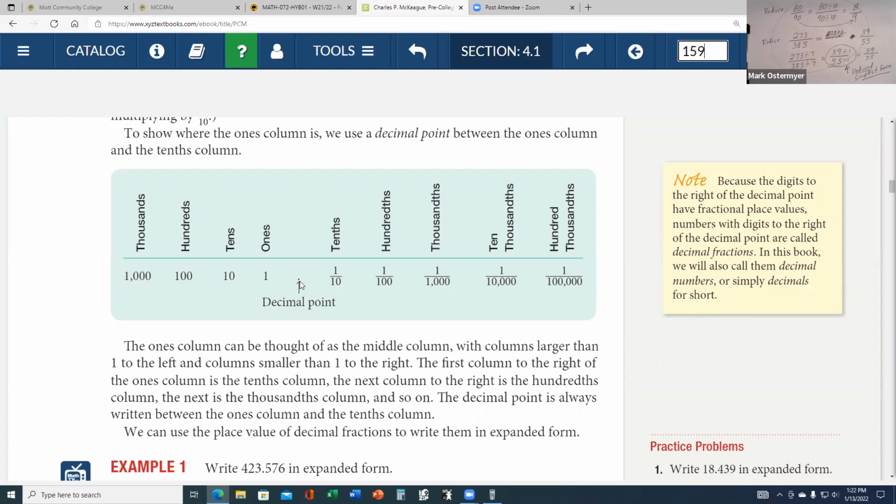Now, if we go one place to the left of the decimal point, we go to the ones place. 2 places to the left of the decimal point is the tens place. 3 places to the left is the hundreds place. 4 places to the left is the what? Thousands place. What do you think the next place would be beyond 1,000?